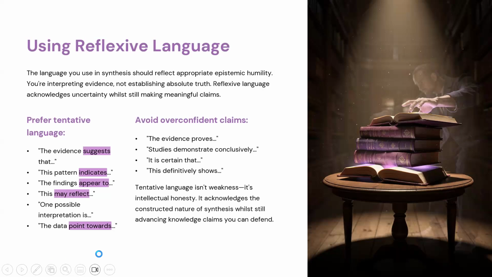So tentative language isn't weakness. It is intellectual honesty. It is saying where the boundaries lie. It is showing where you can confidently say or not say something about your findings. And it acknowledges the constructed nature of synthesis while still advancing knowledge claims you can defend.